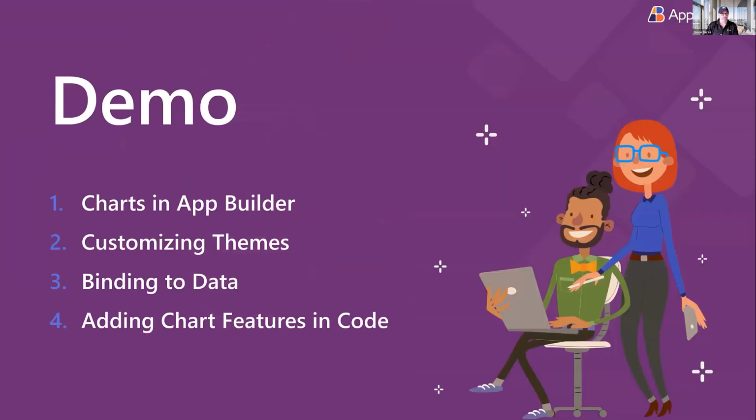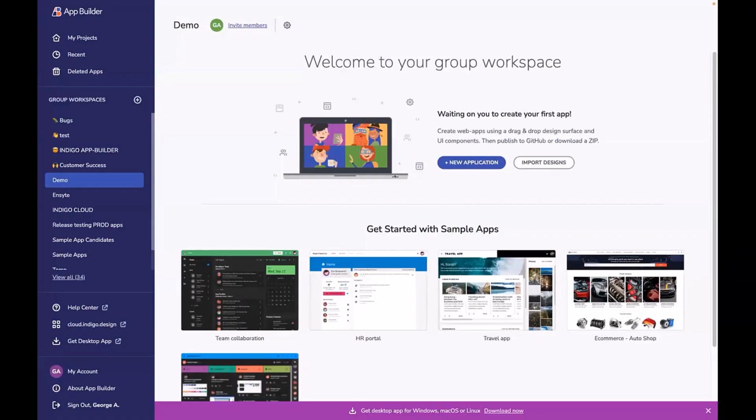George is going to take over the screen. We're going to look at charts in App Builder, doing theme customizations, doing some data binding, just all the things that you can do there. And then I am going to show you how to do a little bit more in code. So George, I will stop my share and I'll let you take over from here. All right, it says participants can now see your screen, so it's all good.